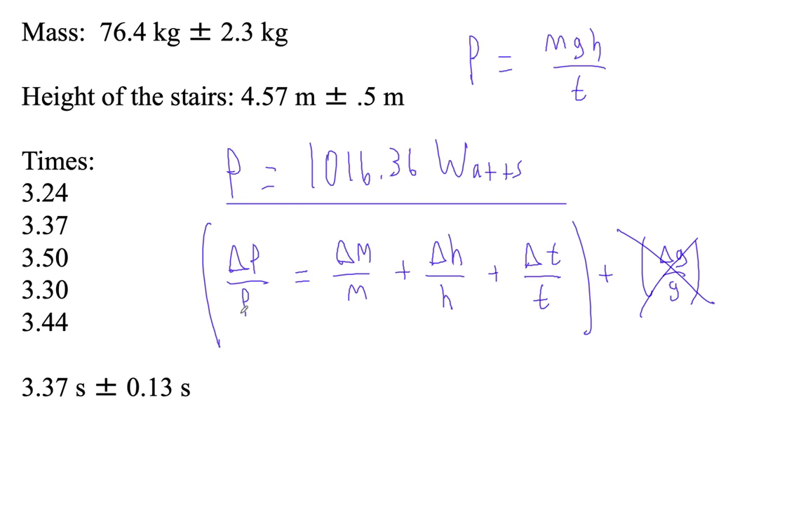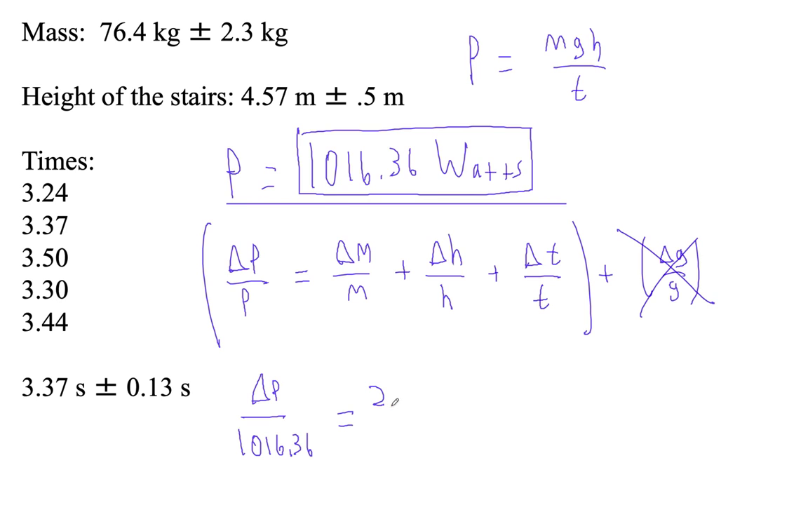So what I'm going to do is set this up. The uncertainty of power over the power I calculated. Make sure you show this calculation very clearly. Equals, and then what's my uncertainty of mass? 2.3 over 76.4. What's my uncertainty of height? 0.5, which is pretty generous.